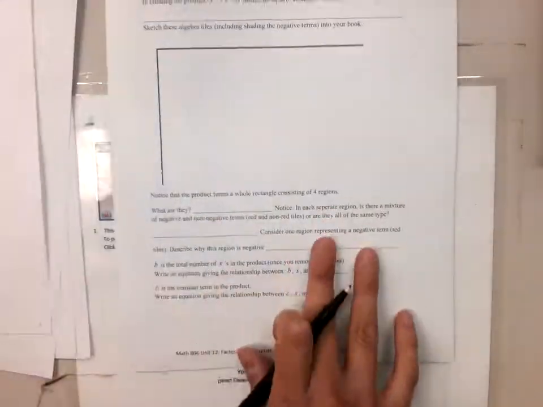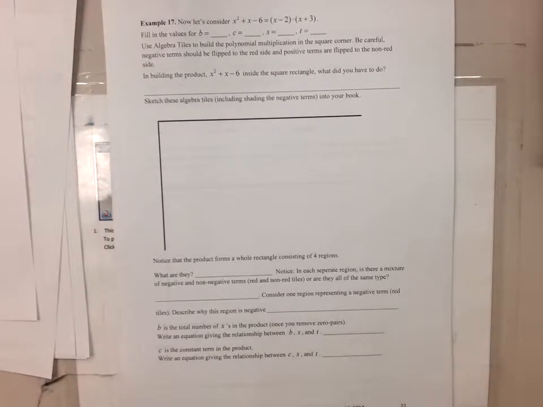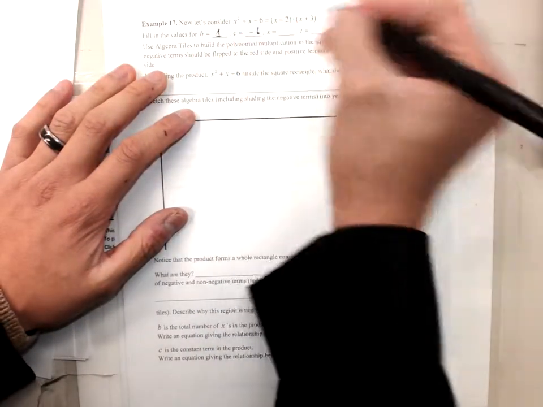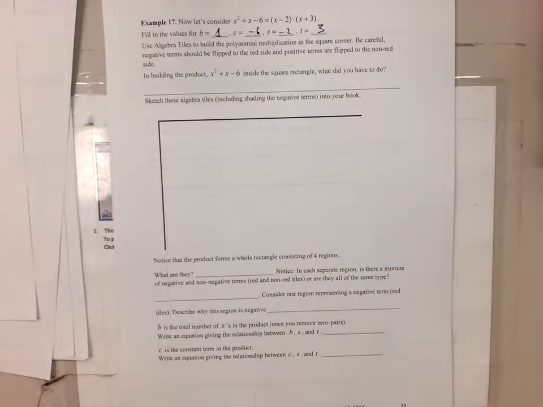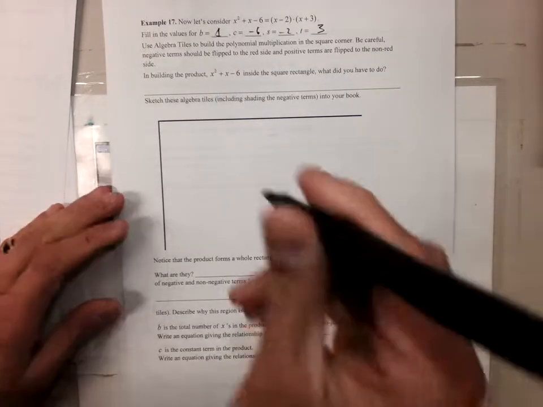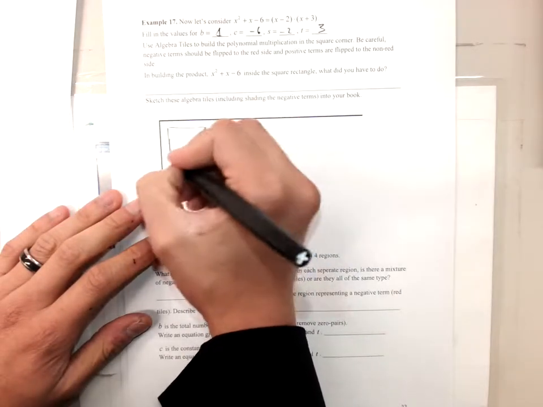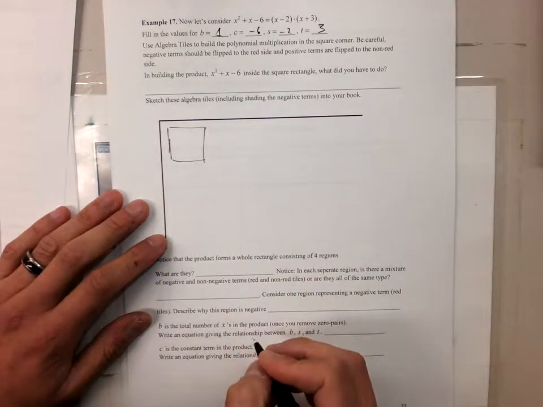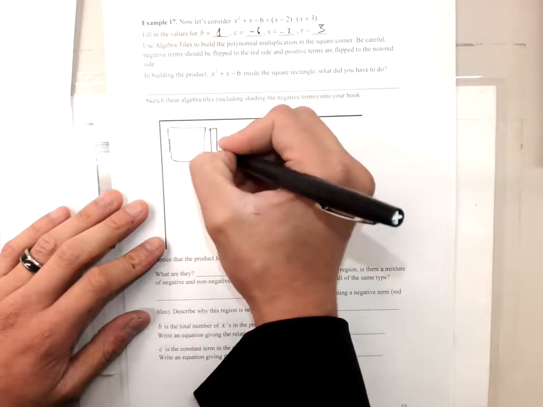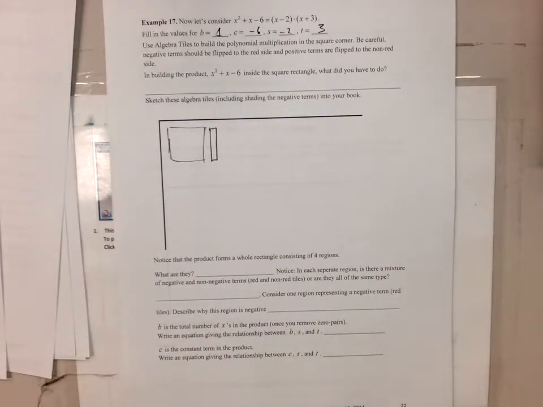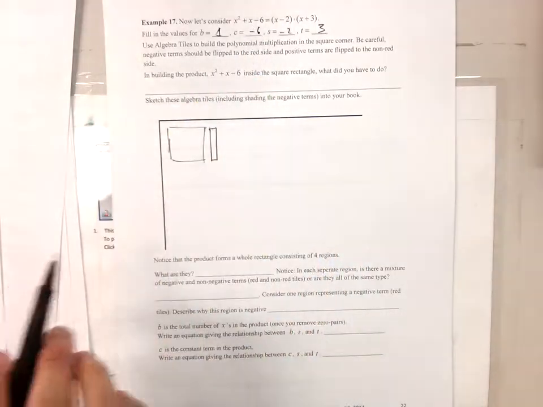Okay. Moving on over here to example number 17 on page 22. I have the same thing. We fill in the values for B, C, S, and T. So B is 1, C is negative 6, S is negative 2, and T is 3. So if we were to sketch this in, what would this look like? I have, there's my big one, and then I have what? I don't know, there's all kinds. So I have one of these guys here, but the problem is now I have some minuses.